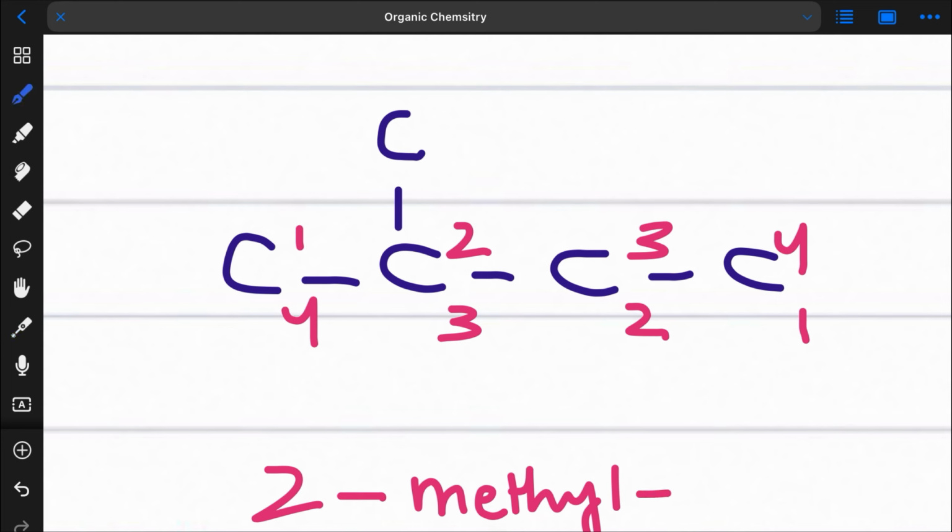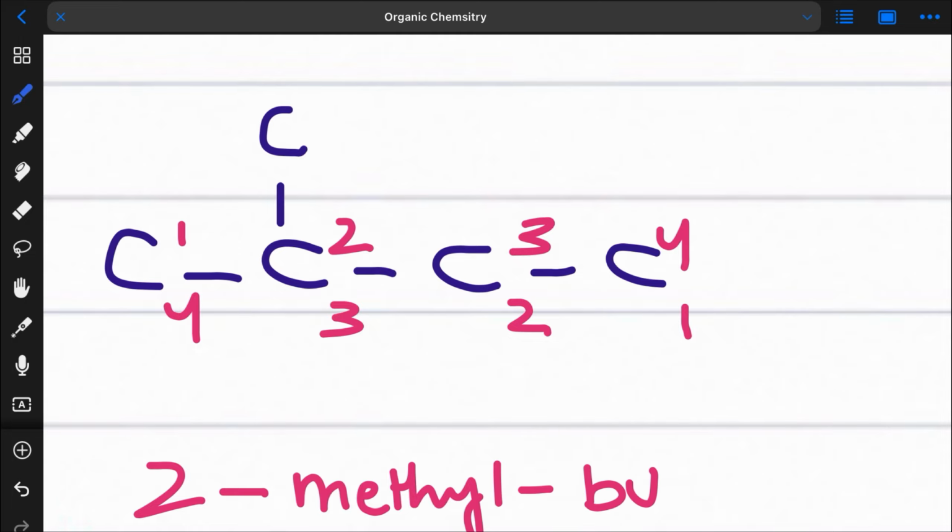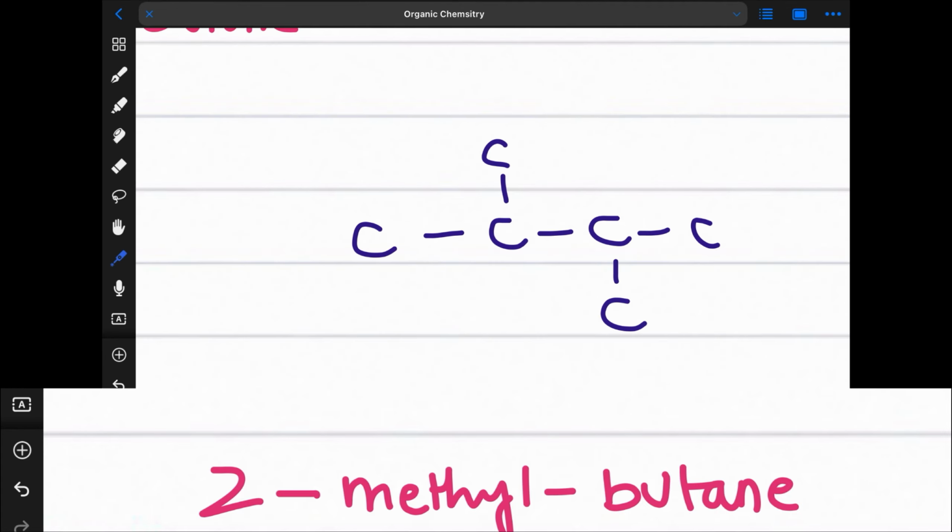Now at the third place comes the parent name of our longest chain. So you can see that our longest chain contains 4 carbon atoms, therefore it will be named as butane. So the name of this structure is 2-methylbutane.